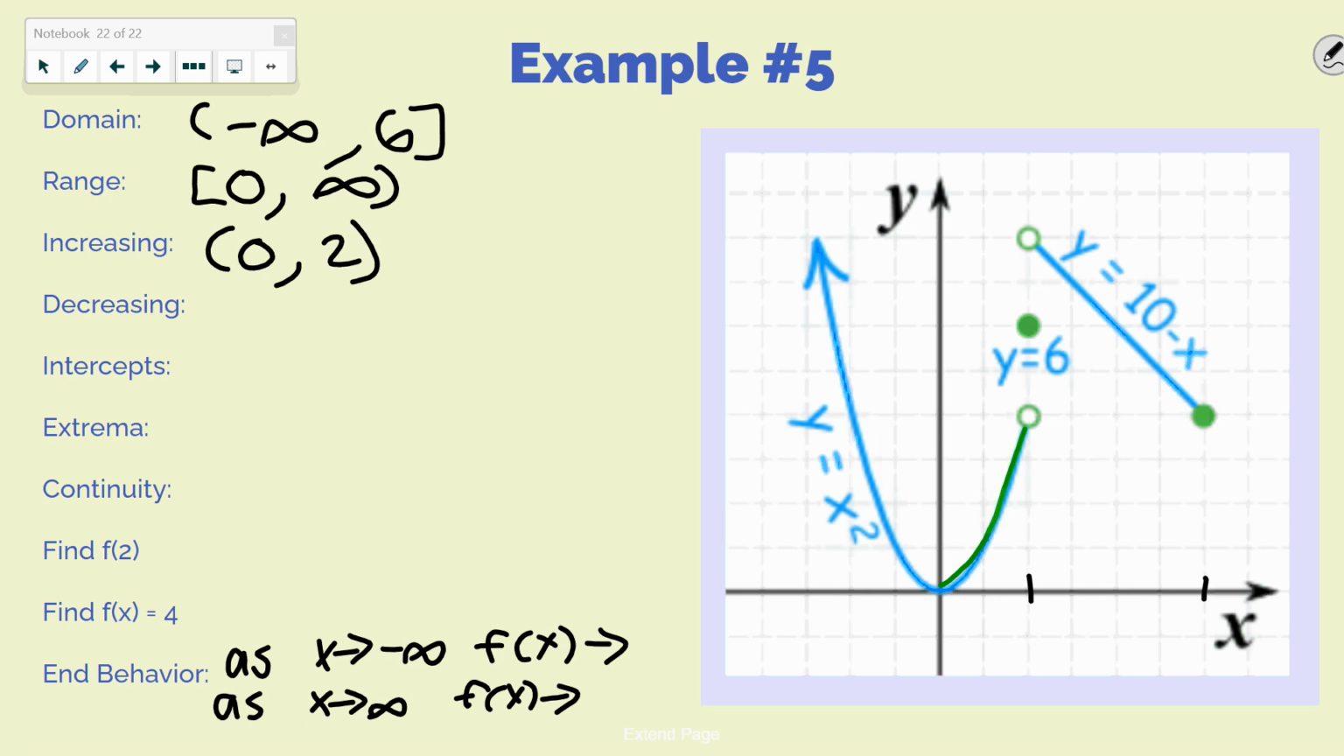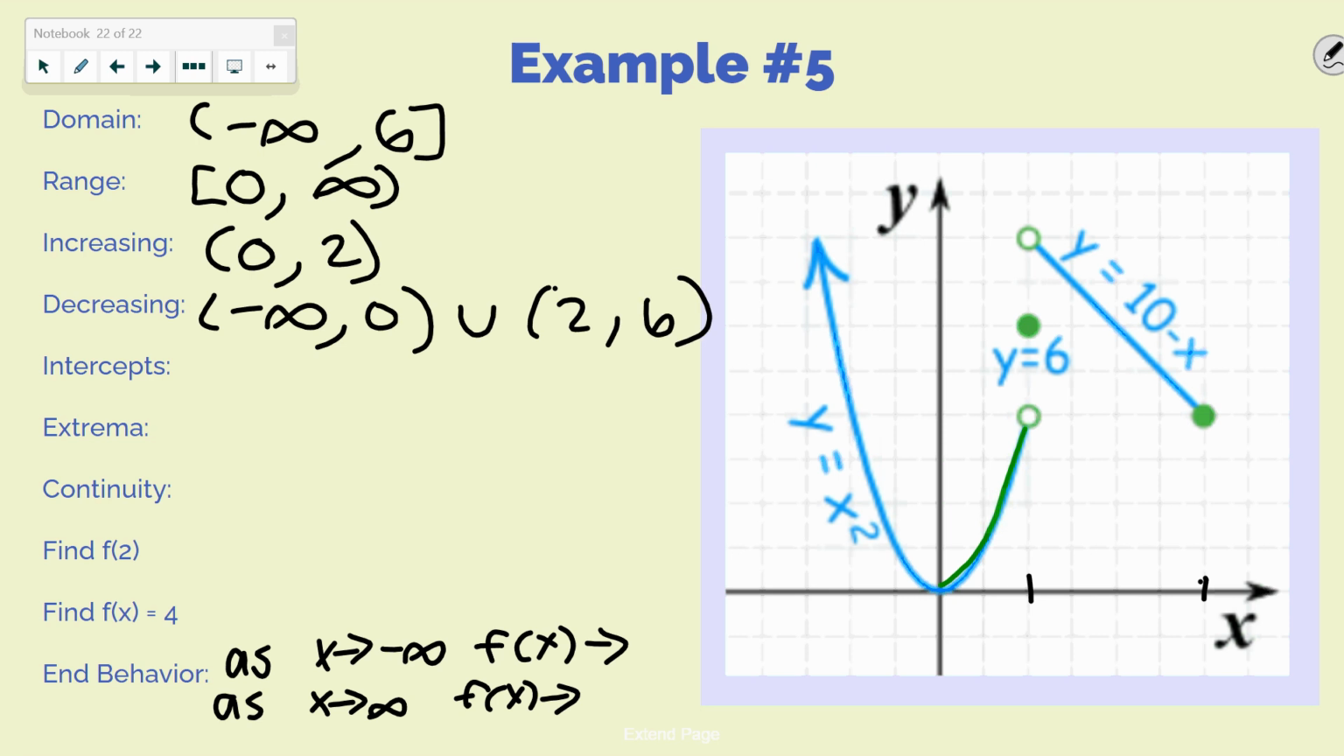Decreasing: where do we first start decreasing? Negative infinity. Good, all the way on the left from negative infinity until when? 0. And then do we decrease more? Yes, one other spot, right? So from here to here, which means what x value do you start at? 2, and then you decrease all the way until 6. 6, with parentheses.